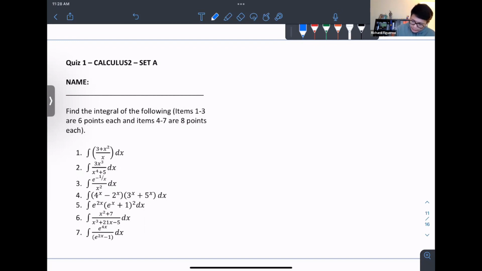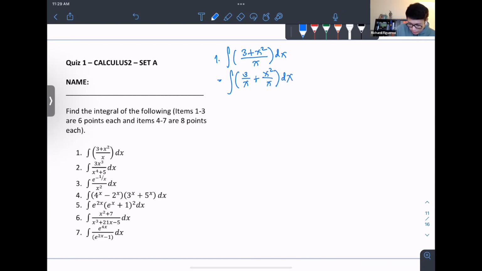So for set A, number 1, we have the integral of (3 plus x squared) all over x dx. Definitely we cannot use the logarithm right away here, because the degree of the numerator is 2 and the denominator is 1 only. That's an improper fraction. So we can separate: 3 all over x plus x squared all over x, and multiply it with the dx.